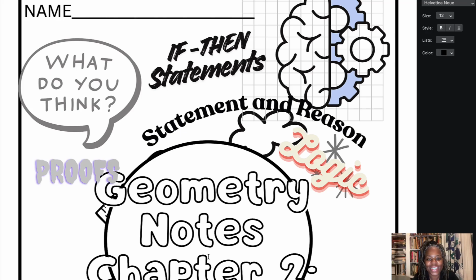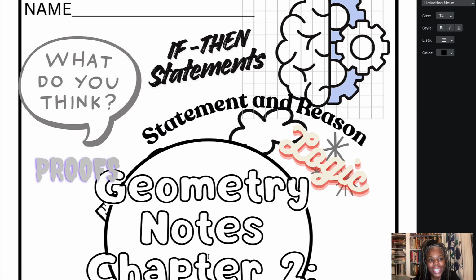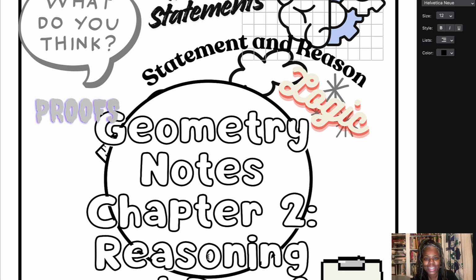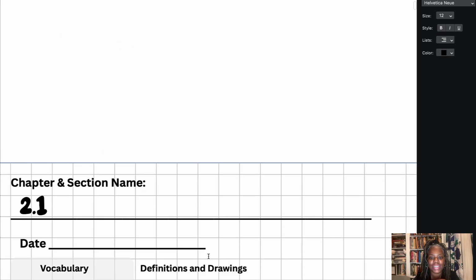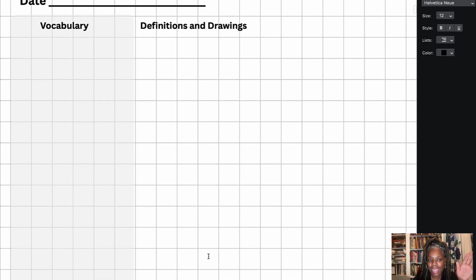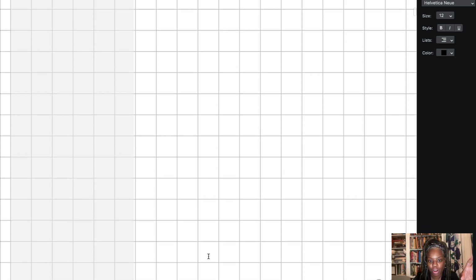Hey everybody, look, we are in chapter 2. We are moving forward. We changed up a couple things, so you need to get your packet and let's get started with section 2.1 notes. Here's a couple things that we've done differently. So we've got the same setup where we're doing our vocabulary and our drawings.